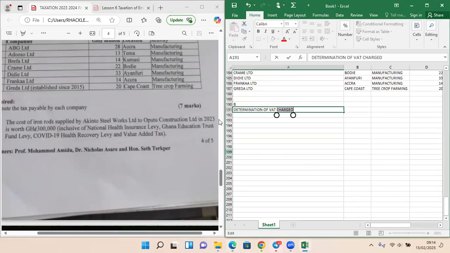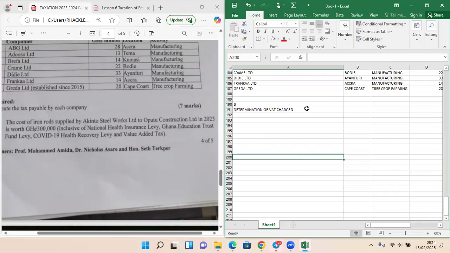Right, so I'm just praying they don't change the year. If it is before 2023, I think the VAT will be 12.5, right? But if it is around 2023, then it is 15. But because they said for the sake of the exam we should use 12.5, I'm going to use 12.5 to compute this.